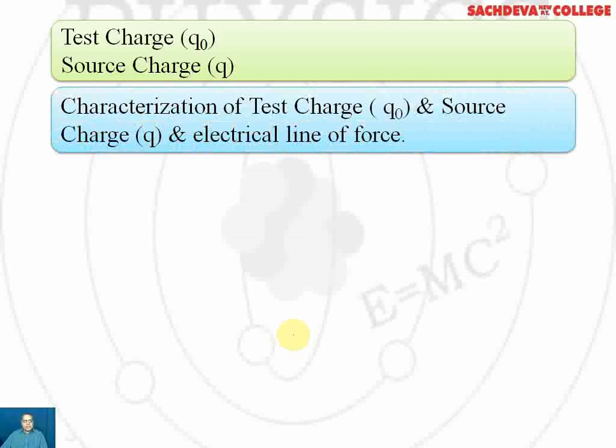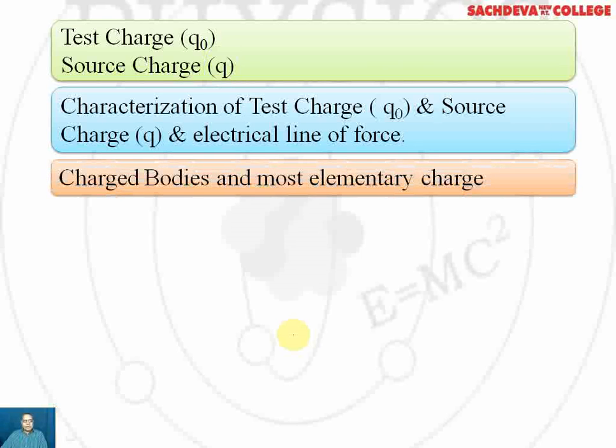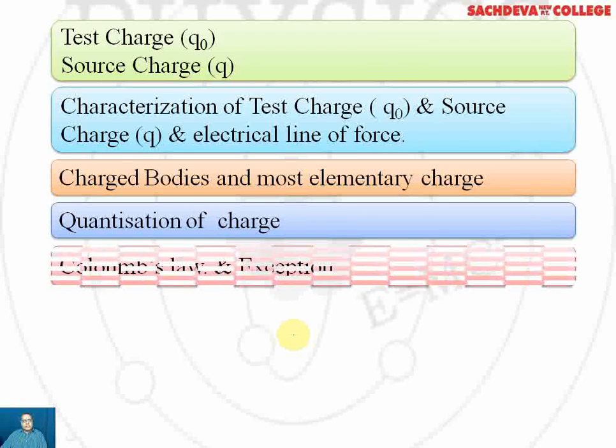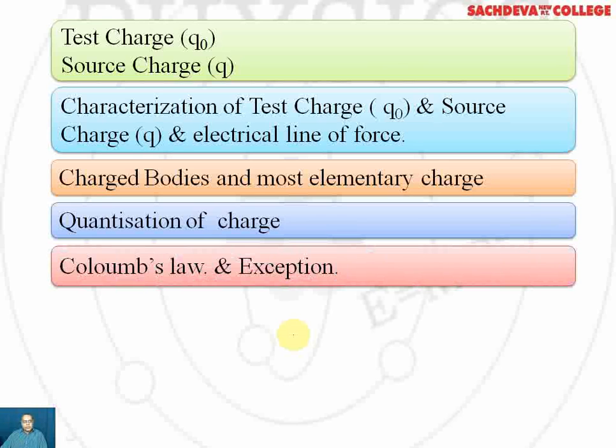Regarding test charge, we have to remember that its representation is Q naught and source charge is represented by Q. Test charge has a tendency of experiencing force due to the electric field generated by Q. The charged bodies and most elementary charges will be electron charges. Now, quantization of charge means that if a body is made up of n electrons and the charge of each electron is e, then according to the quantization of charge, Q is equal to Ne.